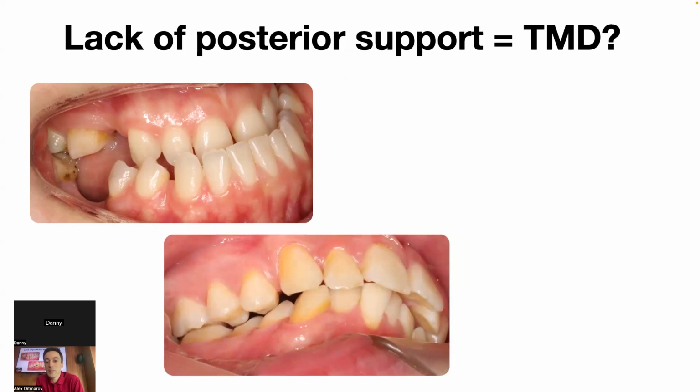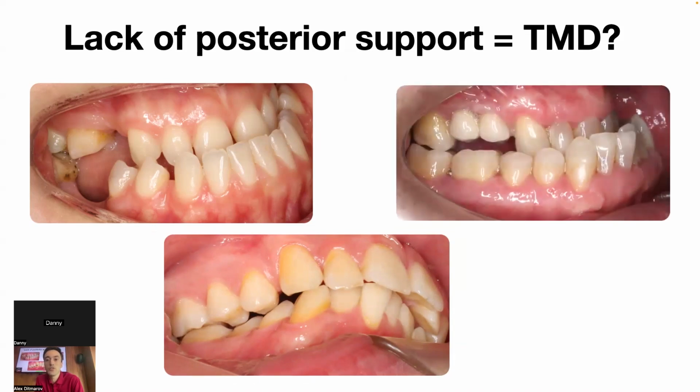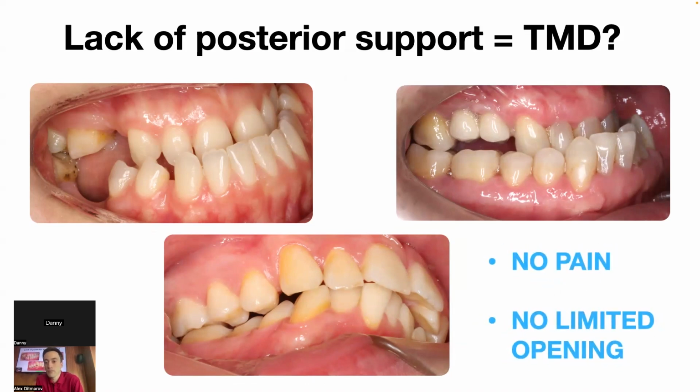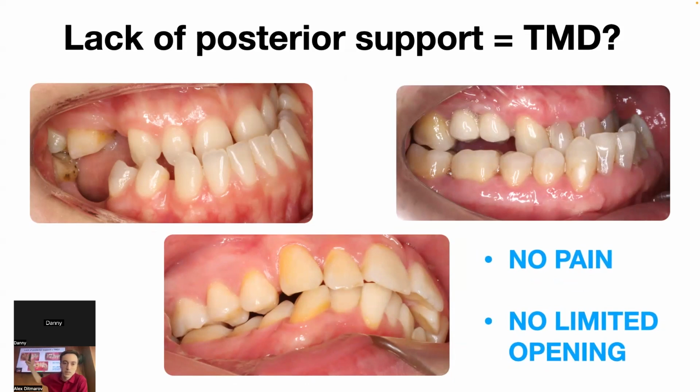We also know that there may be a posterior crossbite, but there will be no TMJ signs at all. We also know that there might be some improperly made crowns like this, again, a significant lack of posterior support, but again, no TMJ symptoms. Do you agree with me or not? So, no pain, no limited opening in all of these patients, and in many more. I just decided to put these three as the most significant visual representations of this.